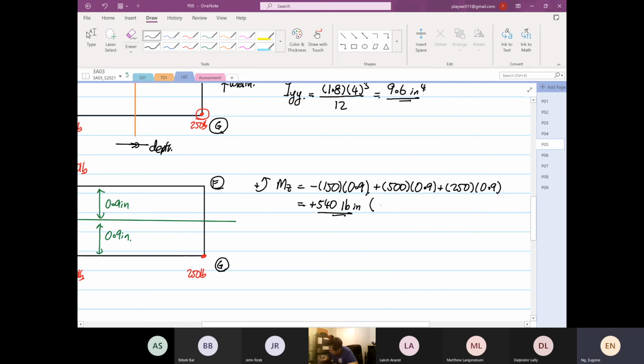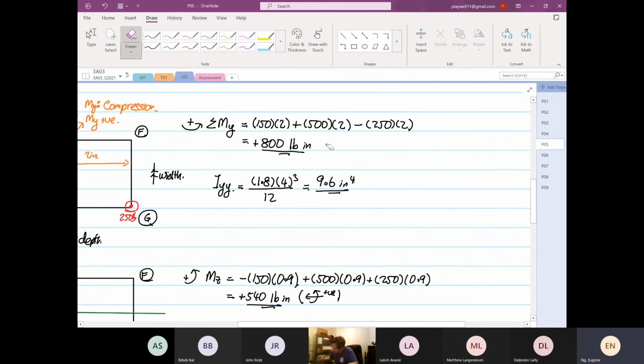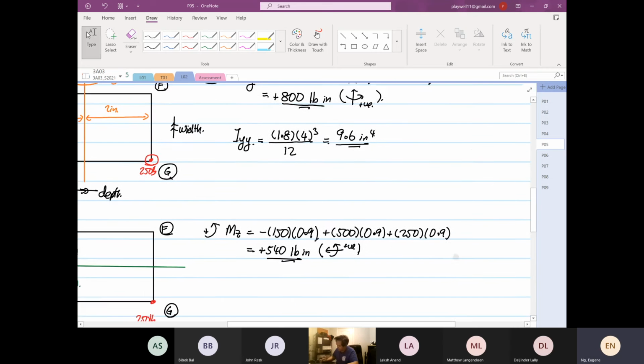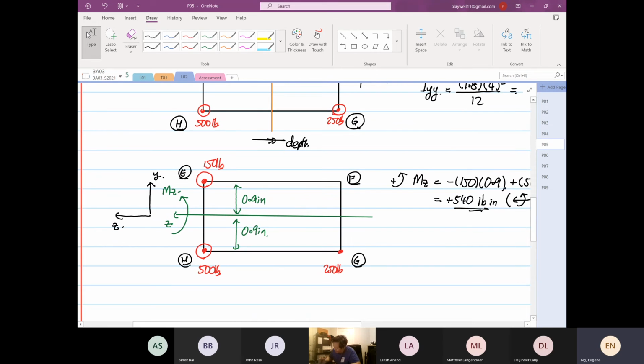Okay, and then we know the right-hand rule, this is our positive direction. In fact, I should be writing it this way also. So we know that this is going to be positive. Okay, so this has been confirmed. So what do I mean this has been confirmed? We know that over on top, MZ is going to be compression. Below, MZ is going to be tensile.